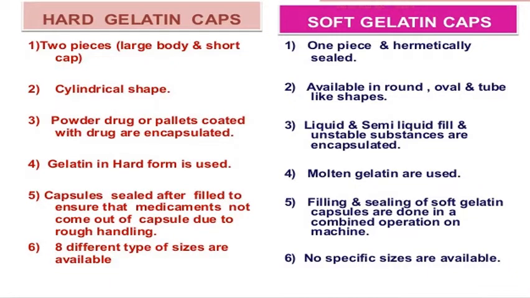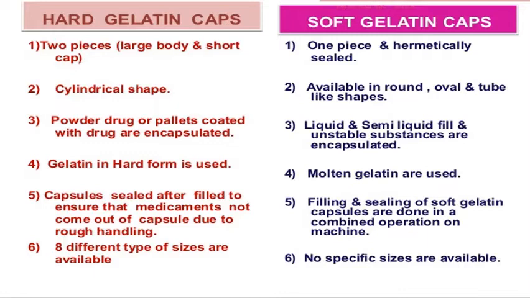This is a table presenting a basic difference between a hard and soft gelatin capsule. So, hard gelatin capsule consists of two pieces, a large body and a short cap, whereas a soft gelatin capsule is a single piece that is hermetically sealed. Hard gelatin capsules are mainly cylindrical in shape, whereas soft gelatin capsules are available in variety of shapes like round, oval, tube. Mainly powdered drugs and pellets are encapsulated in hard gelatin capsule shells, whereas liquid and semi-liquids are filled or encapsulated in soft gelatin capsule shells.